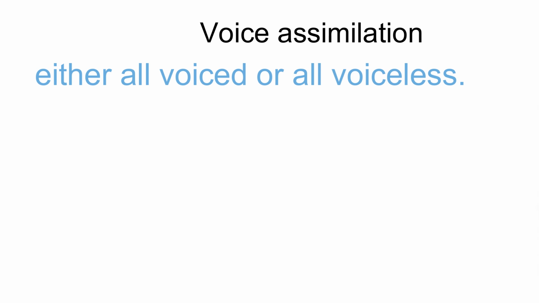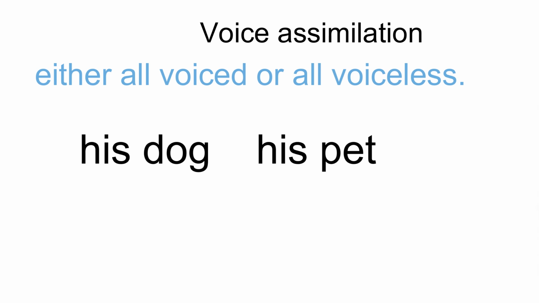This means that the same sound can be voiced or voiceless depending on the influence of its phonological environment. It also means that a voiceless consonant phoneme can become voiced, and a voiced consonant phoneme can become voiceless in the actual speech environment. Consider, for example, his dog and his pet. The D in dog is a voiced sound, so the S in his dog is assimilated to the voiced Z sound.